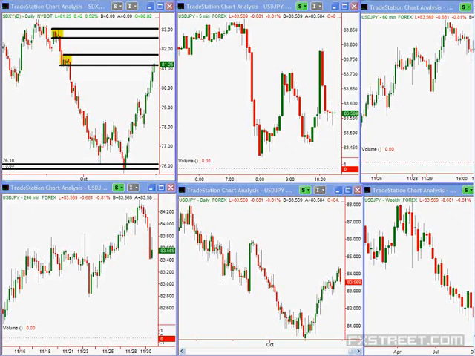Euro-yen, we can look at Euro-yen. Let's take a look at Euro-yen. I don't really care which. I just bounce around to like 2 or 3 markets just to see if anything's close.